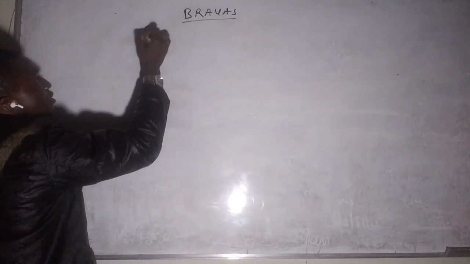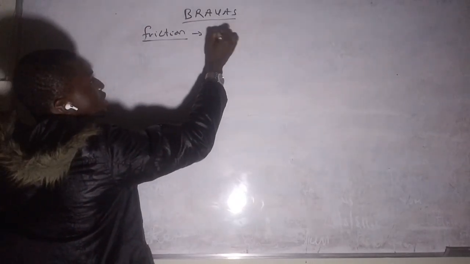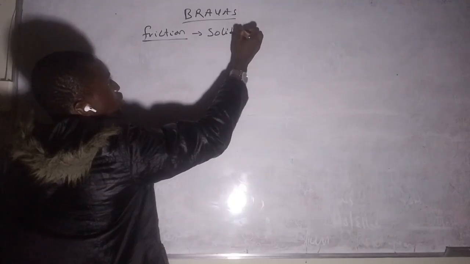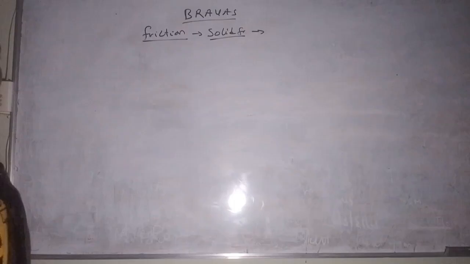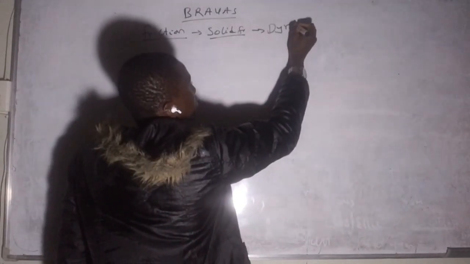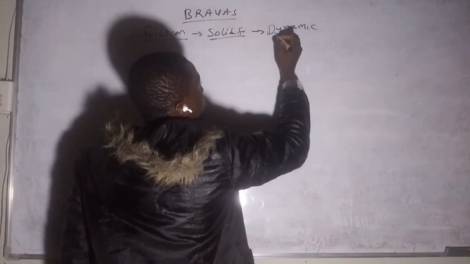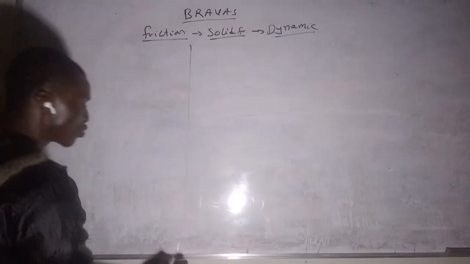We are still on friction. What type of friction is it? Solid friction. Which type of solid friction? We are now on dynamic solid friction under friction. So what is dynamic solid friction? Can we quickly go there today?